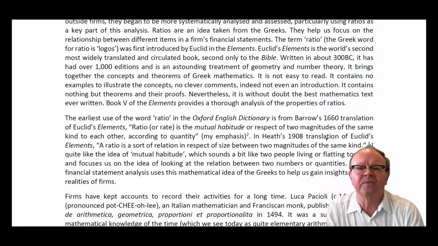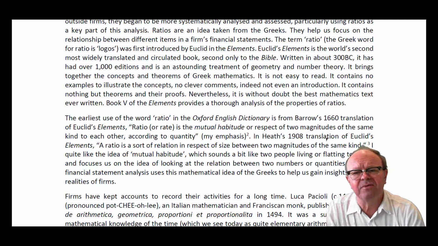Ratios are an idea taken from the Greeks. They help us focus on the relationship between different items in a firm's financial statements. The term ratio, the Greek word for ratio is logos, was first introduced by Euclid in the Elements. Euclid's Elements is the world's second most widely translated and circulated book, second only to the Bible.